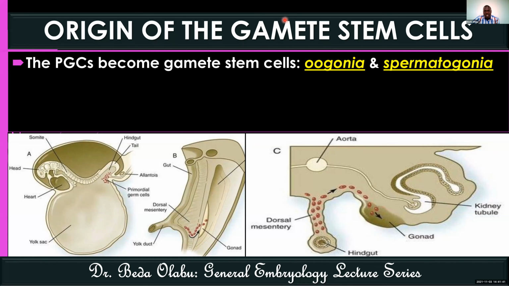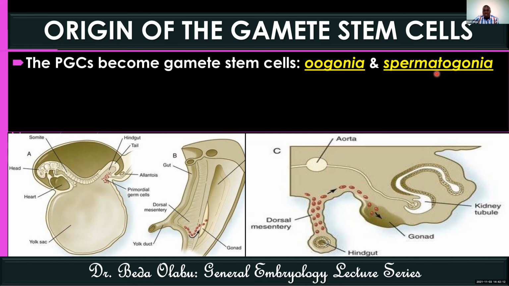The name given to the stem cells of the oocyte is oogonia. The name given to the stem cells of the sperms is spermatogonia. So the primordial germ cells will become oogonia. They'll also become spermatogonia if the gonad becomes the testis.